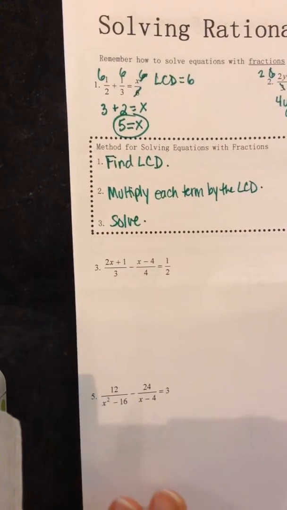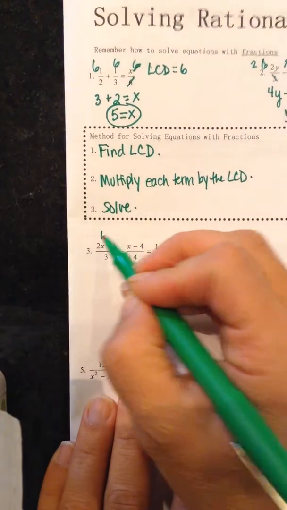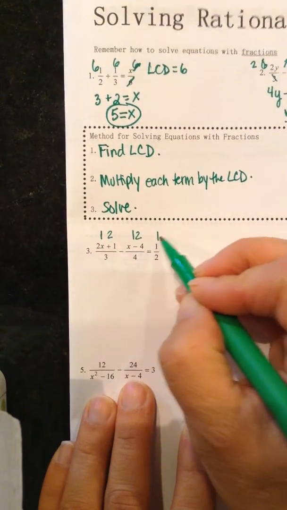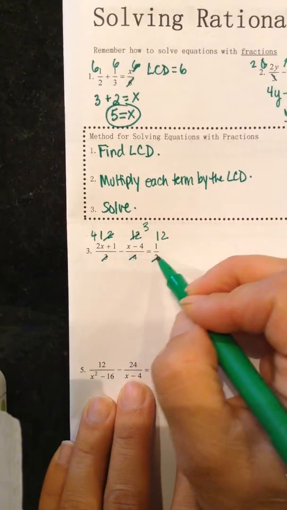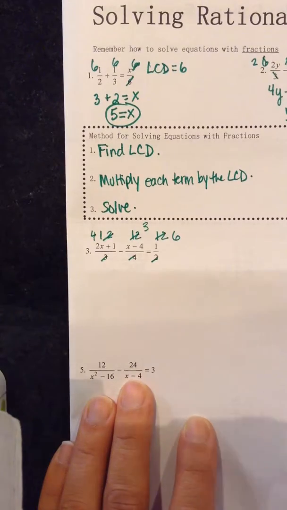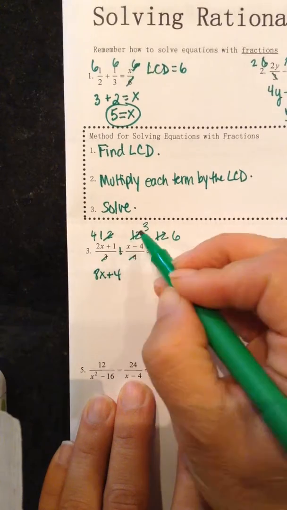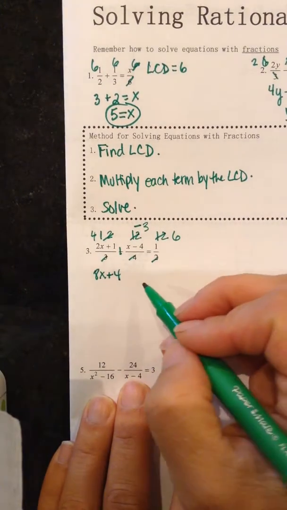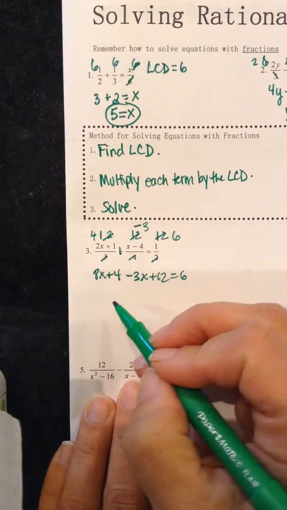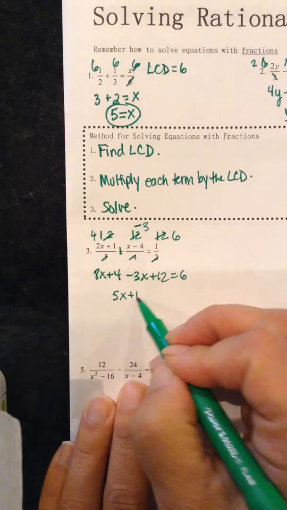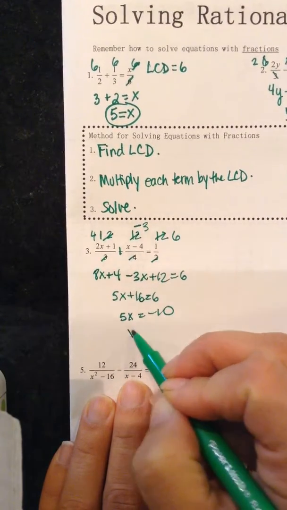Okay. So then this one here, we're going to multiply each term by 12. 12, 12, 12. So 3 goes into 12 4 times, 4 goes into 12 3 times, 2 goes into 12 6 times. I have to be careful though because of course I have to distribute the 4. And here remember this is actually going to be a negative 3. So if I distribute that, negative 3x plus 12 equals 6. So 5x plus 16 is 6 and 5x is negative 10. So x is negative 2.